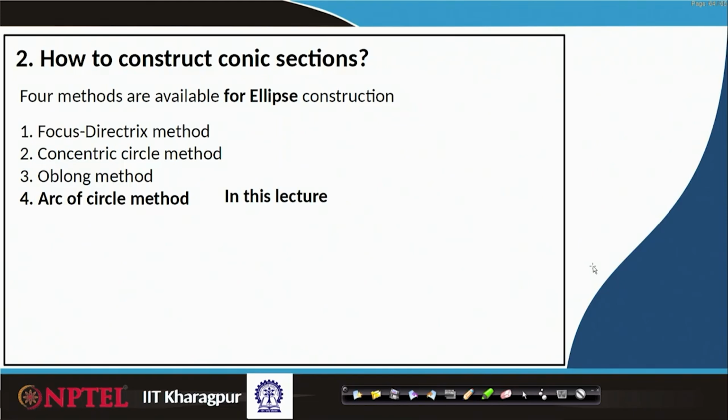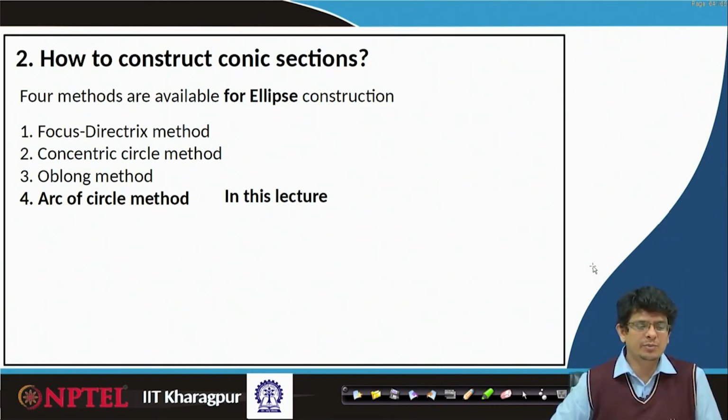So, in today's lecture we have covered this arc of circles method. In principle, to construct an ellipse the popular methods are 4: focus directrix method, concentric circle method, oblong method and arc of circle method. In the focus directrix method we know the directrix and eccentricity, equally divide the distance between any point on the curve by an equal number of divisions, draw 45 degree lines, intersect them and construct the ellipse.